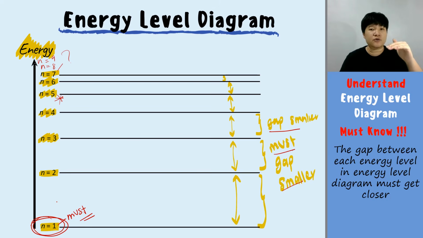Because without n equals 1, you wouldn't have n equals 2, you wouldn't have n equals 3. So you must start with n equals 1, and also the gap must become smaller. Alright, that is the tip to draw an energy level diagram.